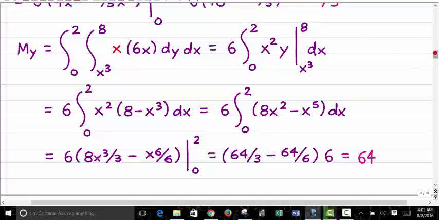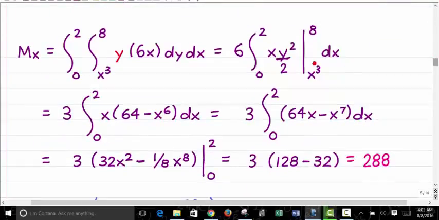And now we need the mx moment. So that puts the y in here. So we have 6xy, so bring the 6 out. Now this, actually we have a y to integrate this time instead of just dy. So that's going to make it y squared over 2, so 6 over 2 would be 3. y at 8 squared is 64. x cubed squared is x to the 6th. Distribute the x. Power rule again with a 3 in front, 0 to 2.